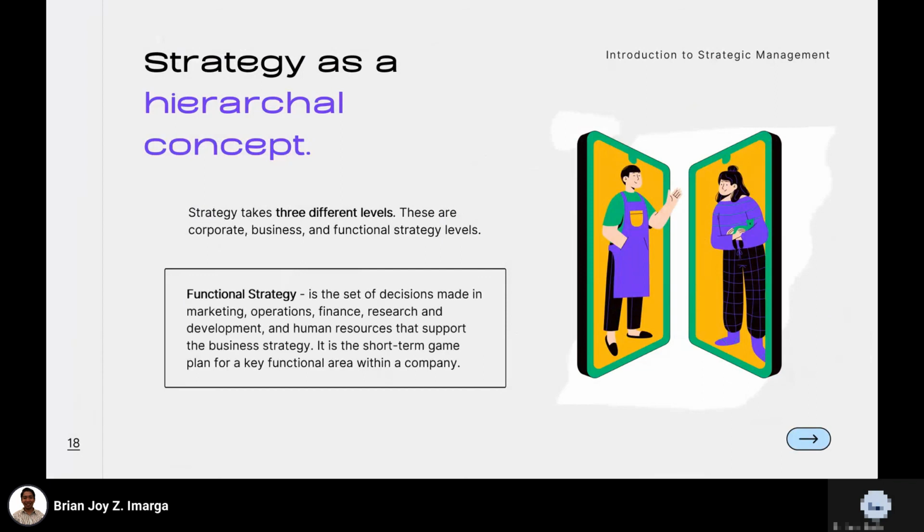Last is the functional strategy. It is a set of decisions made in marketing, operations, finance, research and development, and human resources that support the business strategy. It is the short term game plan for a key functional area within a company. This strategy is concerned with a relatively limited plan that specifies the objectives for particular purposes, as well as the resource allocation among various operations within a functional region. This strategy makes it easier for the employees to work together. Functional tactics help organizations meet their market and organizational goals.